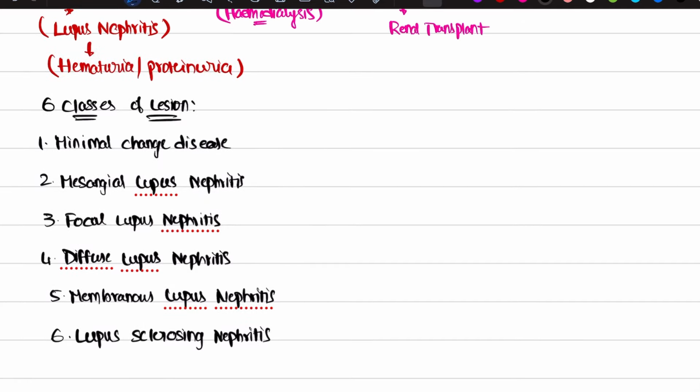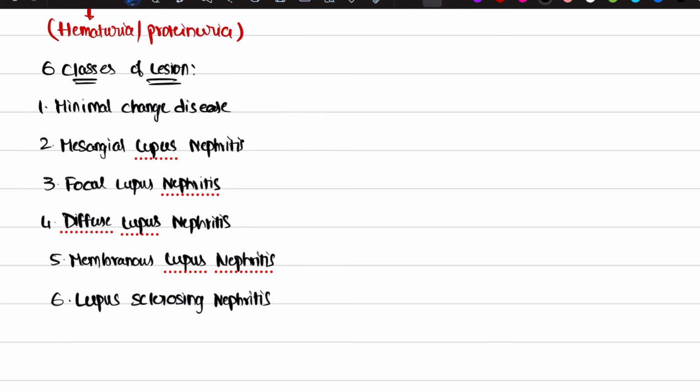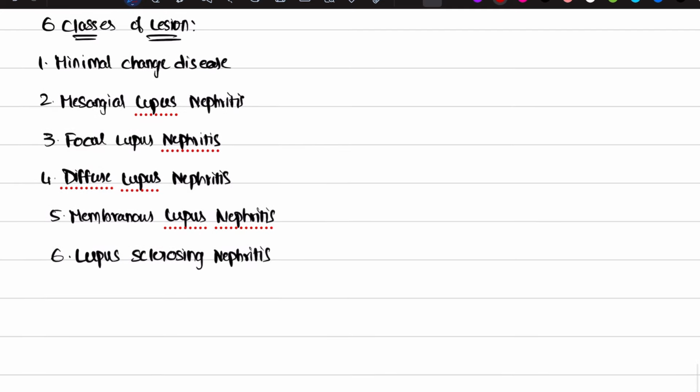You don't need to go into these names deeply, but just try to remember the names. So try to repeat with me. The first one is minimal change disease. The second one is mesangial. The third one is focal, where the disease is only up to a particular focus. The fourth one is diffuse, affecting totally. That's how you need to remember. The fifth one is affecting the membranes as well. And the sixth one is sclerosing.